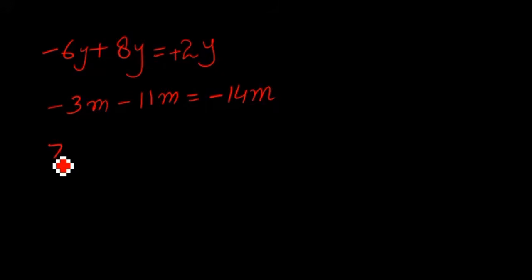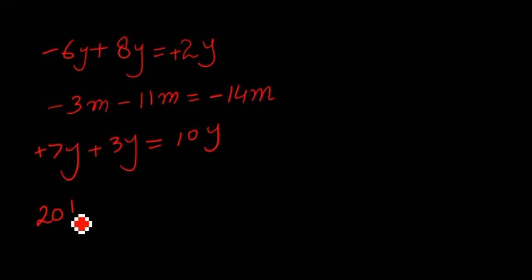Similarly, if we have 7y plus 3y, again the signs are the same, because if there is no sign, it is understandable that there is a positive sign. So again we will add. Your answer is 10y. One more: minus 20k plus 13k. Again the signs are different.